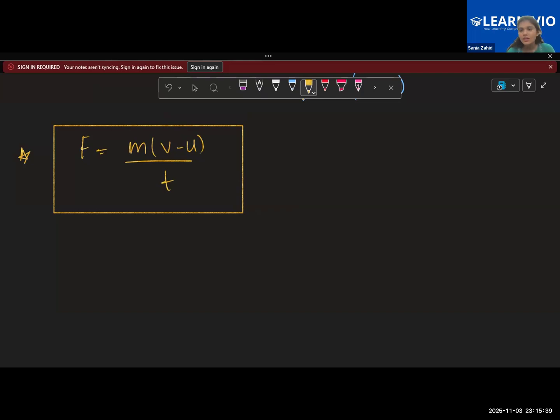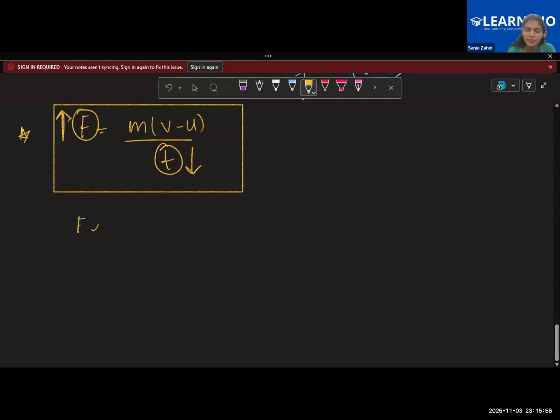Now let's suppose, if I try to find the relationship between force and time, if the time decreases, the force increases. Force and time are inversely proportional. So if time increases, force decreases. If I want the force to be less in certain situations, I need to increase the time.